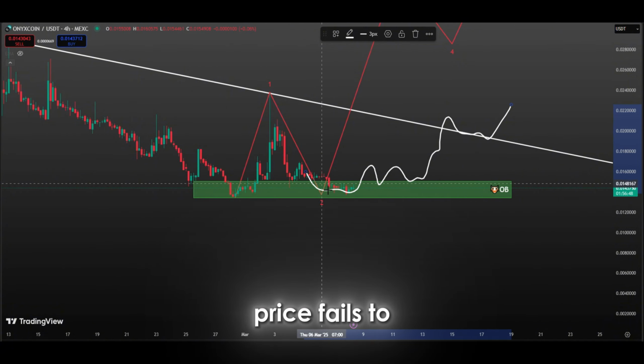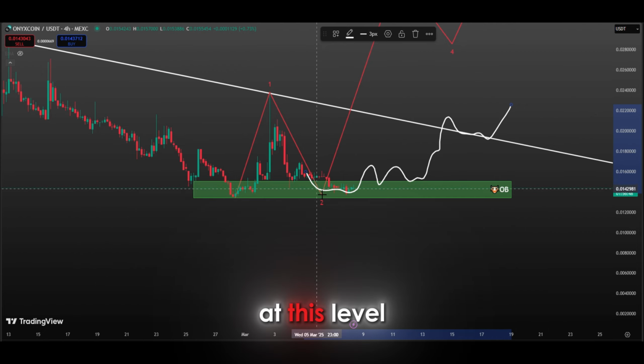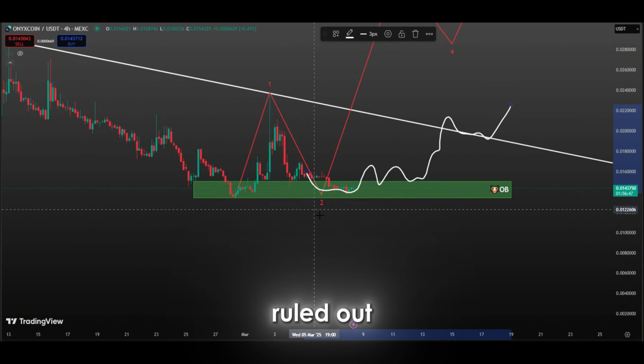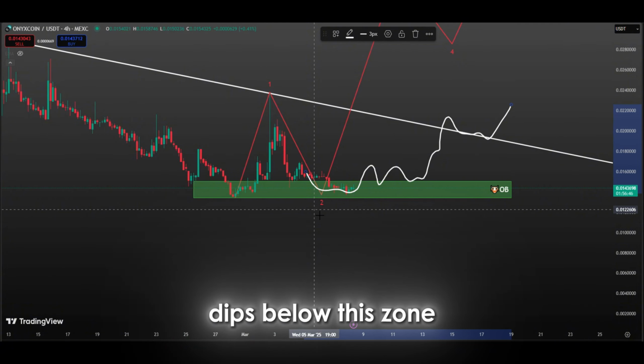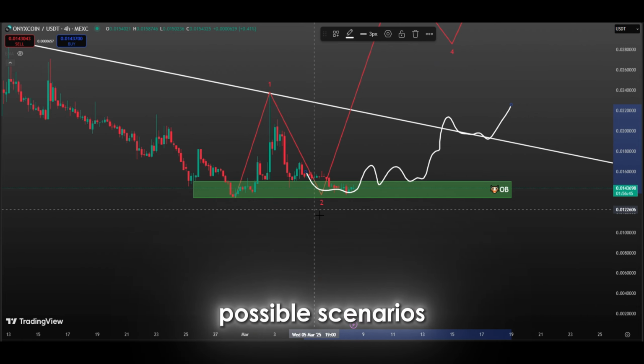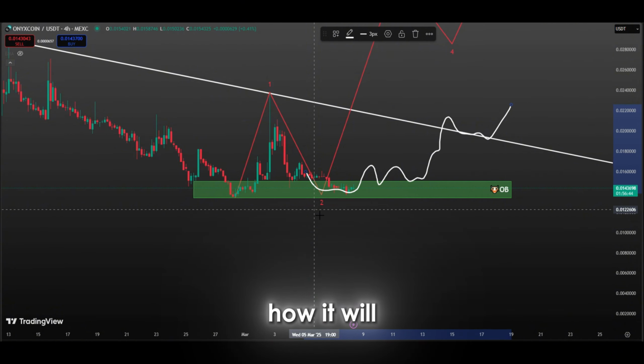However, if the price fails to find enough buyer support at this level and sellers become dominant again, a breakout of the order block should not be ruled out. If the price dips below this zone, a deeper bearish wave may begin. In particular, it would be healthier to evaluate possible scenarios by looking at how the price has reacted in this region before. We will see how it will react to this order block.